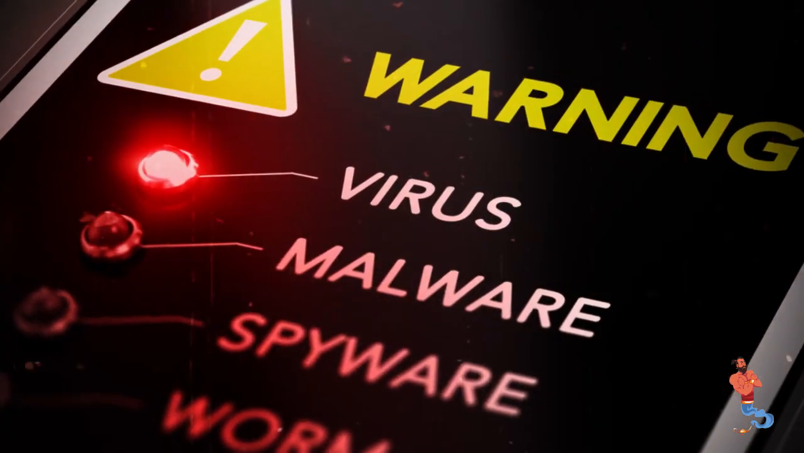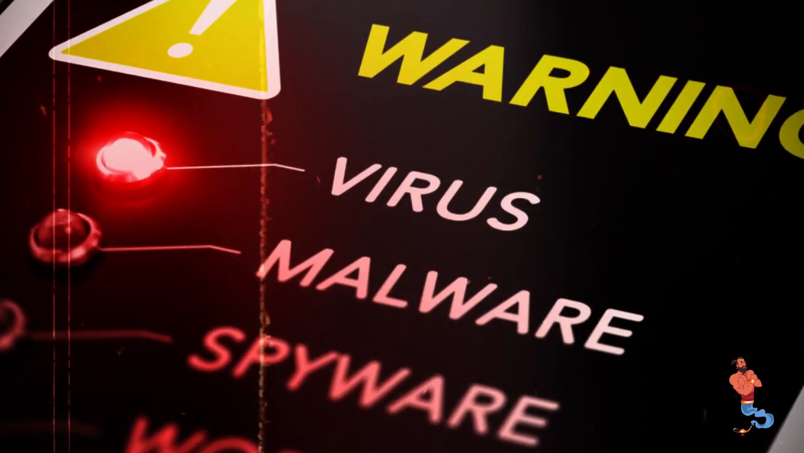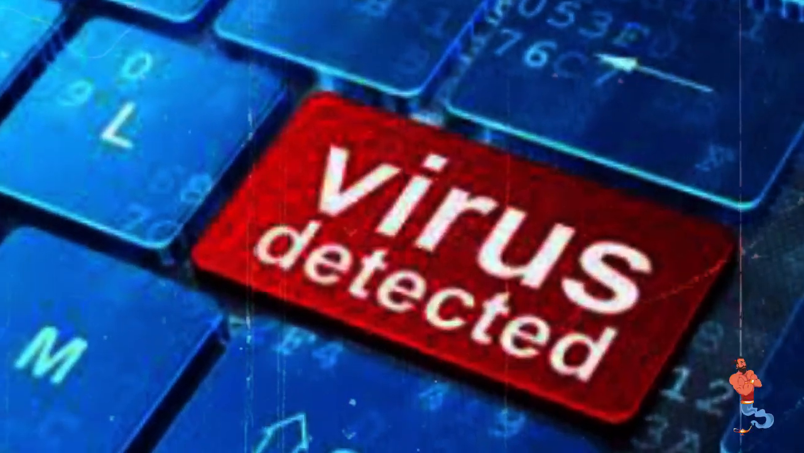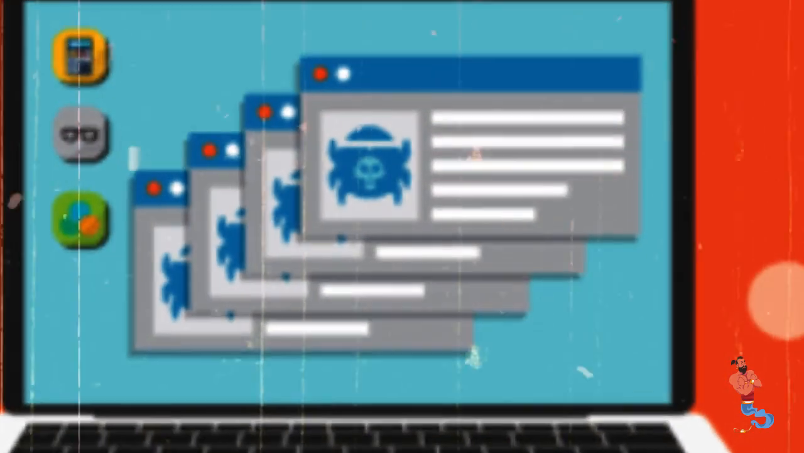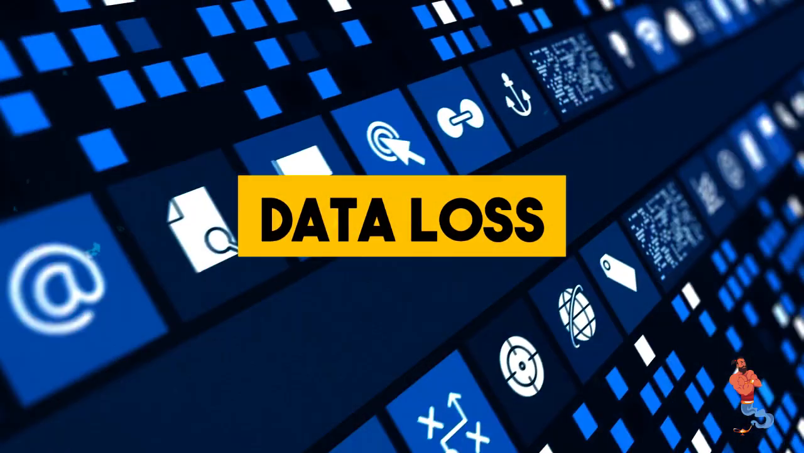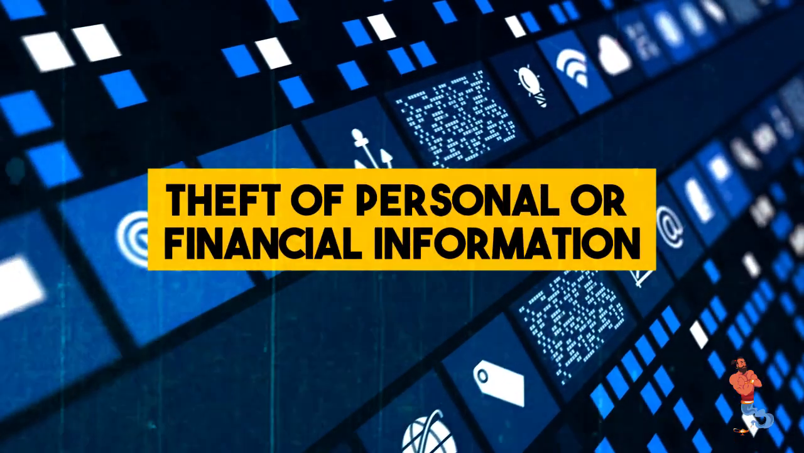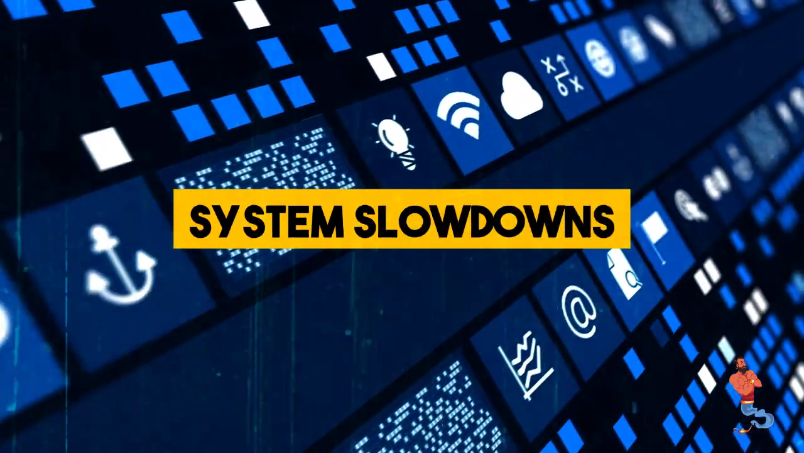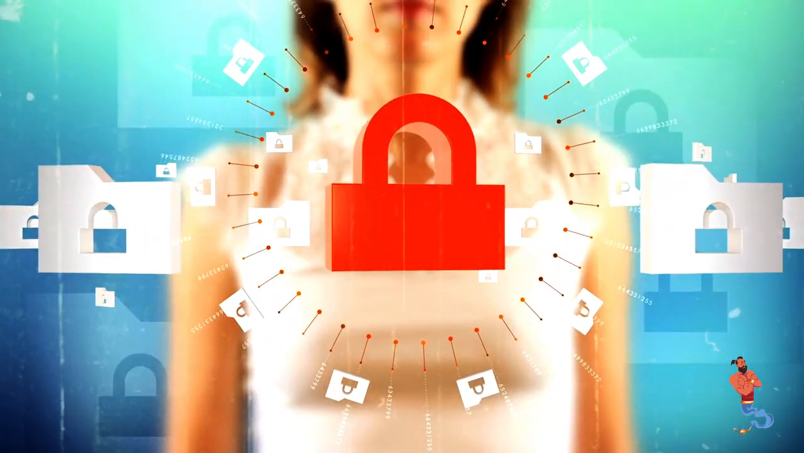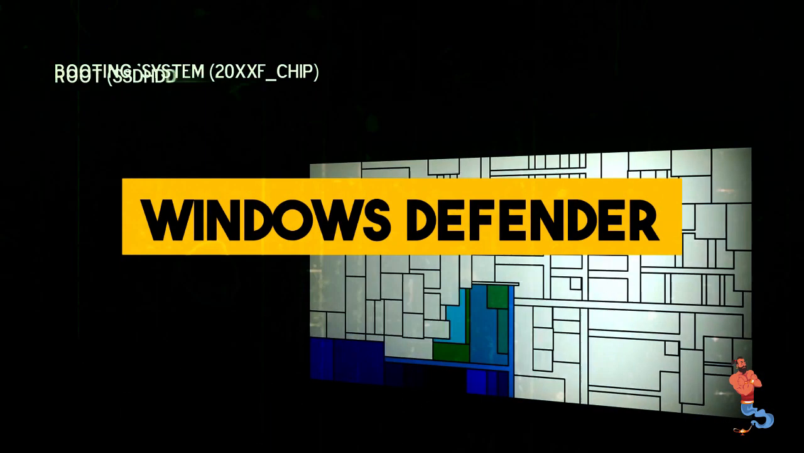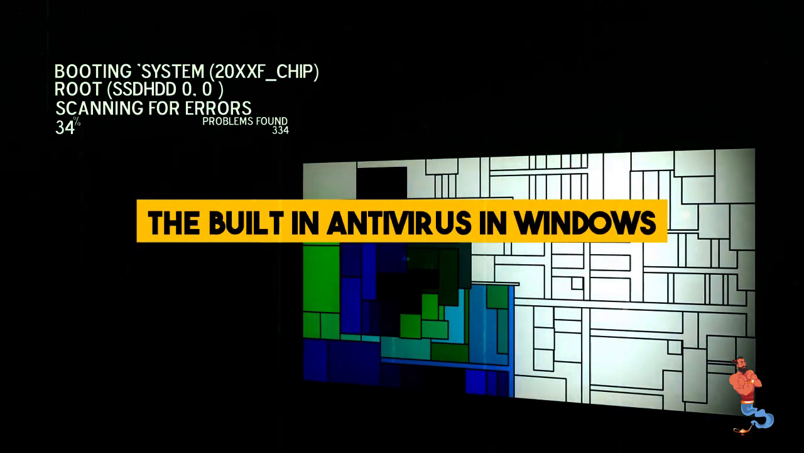Protecting against viruses and malware. Computer security is a primary concern for many users. Viruses, malware, and other cyber threats can cause significant damage, including data loss, theft of personal or financial information, and system slowdowns. To protect yourself from these threats, it is essential to use good antivirus software and take some basic precautions. Windows Defender, the built-in antivirus in Windows.